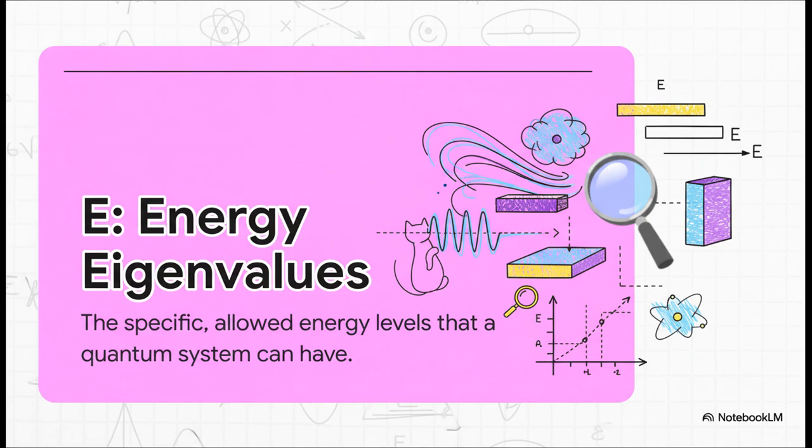But here's the catch, it's not just any energy. In the quantum world, a particle can't just have any random amount of energy it wants. It's restricted to very specific, discrete levels, kind of like the rungs on a ladder. You can be on one rung or the next, but you can't be in between. These allowed energy levels are called eigenvalues, and this simple little equation is the key to finding them.